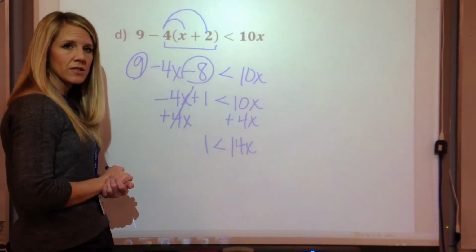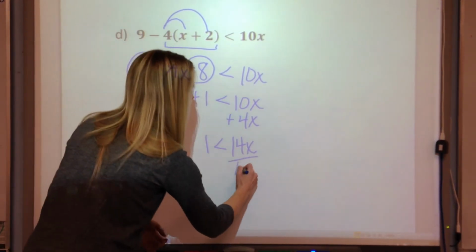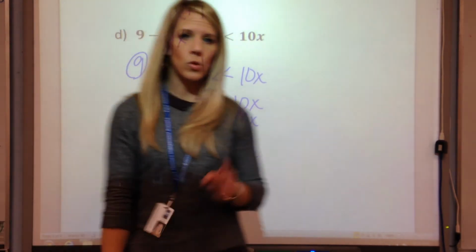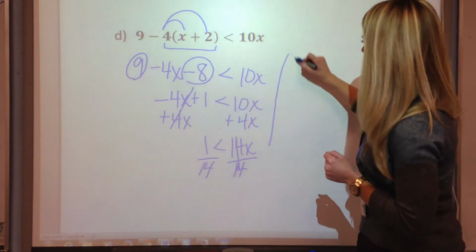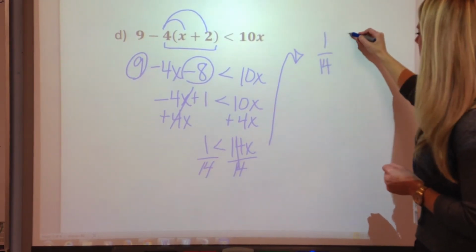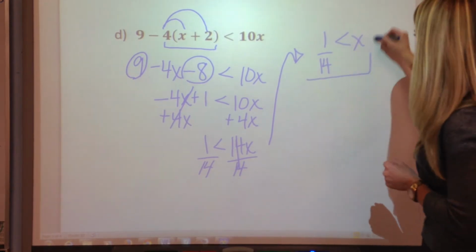What do I do to get x by itself? It's 14 times x, so I need to divide by 14. Because 14 divided by 14 is 1, and 1 times x is just x. So 1/14 is less than x.